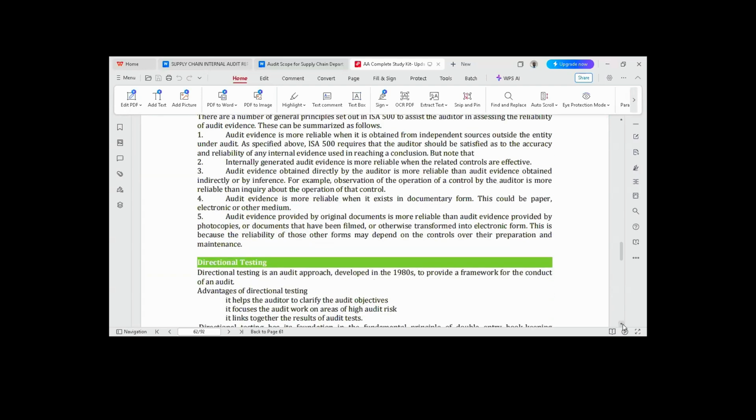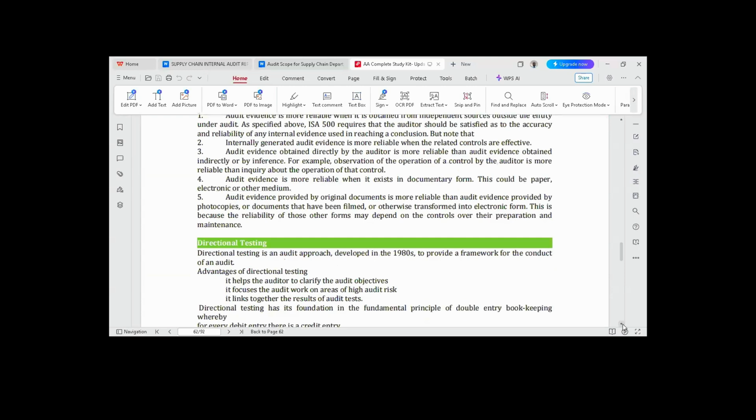The next thing we're going to talk about is directional testing. Let me highlight what directional testing means. What directional testing says is that it's a type of audit approach that explains the fact that once an error occurred on one side of the accounts or the financial statement, there's always a corresponding balance on the other side. That is, errors obey the double entry principle. That is the simple and short of directional testing.